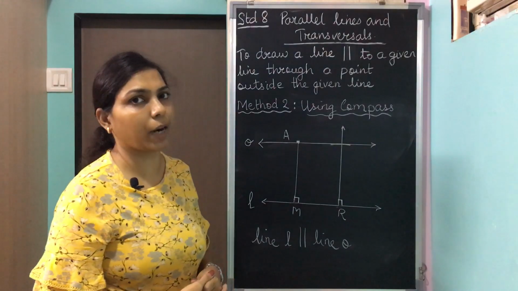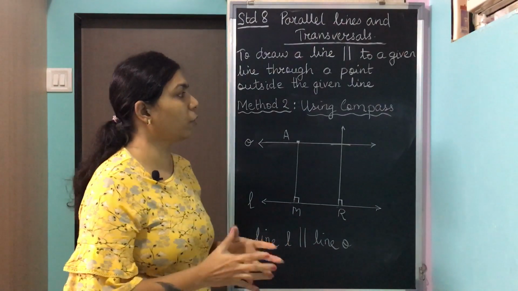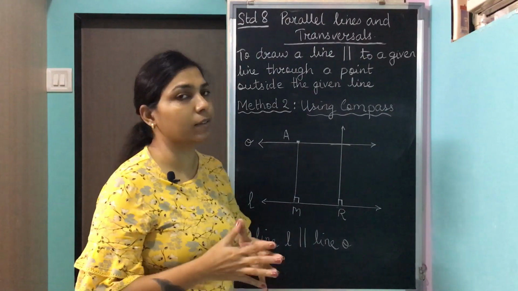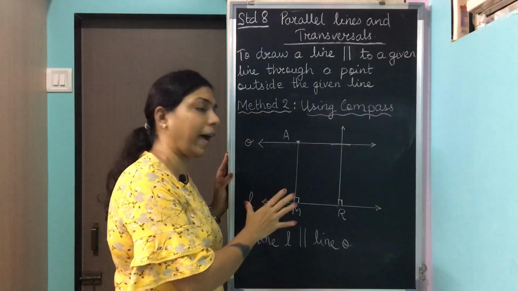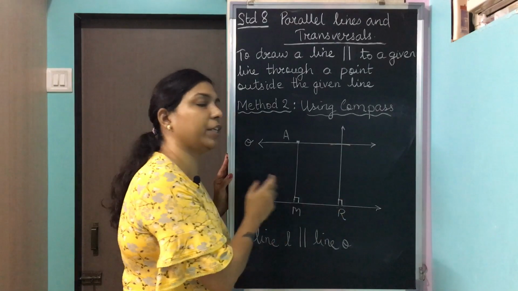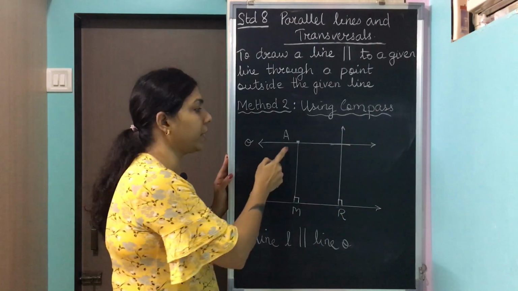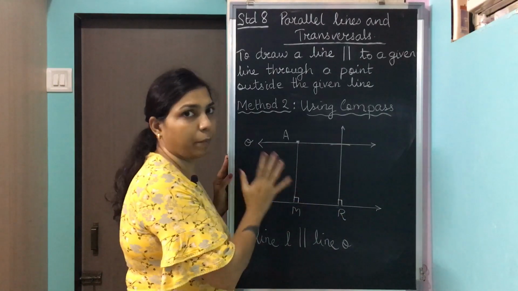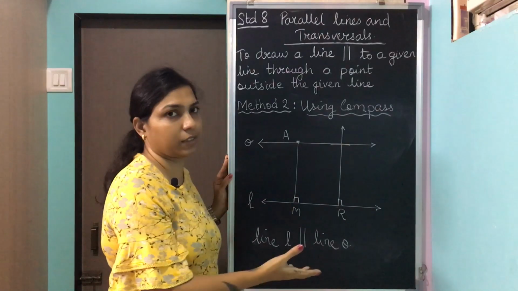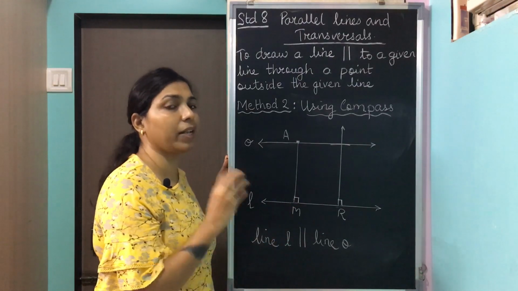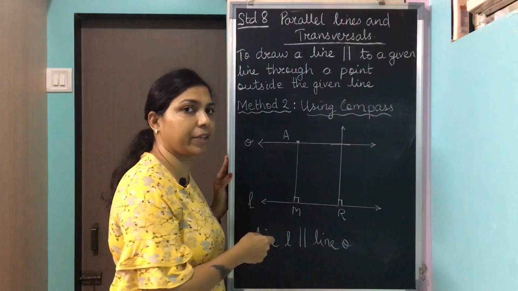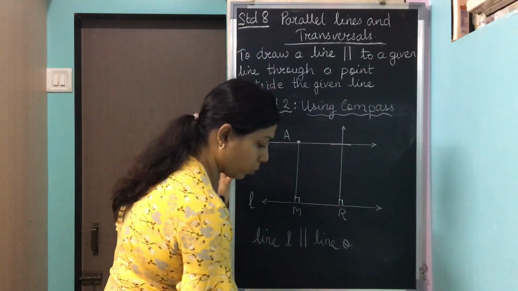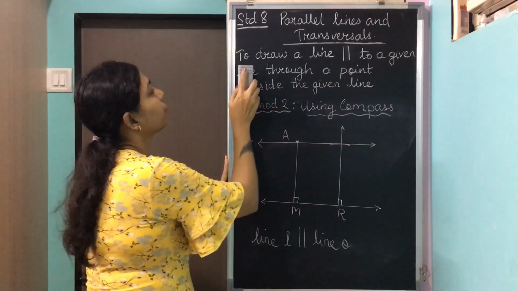Move on to the third part of our construction. But before we move on to the third part, just remember that in the first method and the second method over here, we did not have any specific measurement between our parallel lines. So in the third construction that we will be learning now, we will have a specific distance or a specific measurement between the parallel lines. So that is what we will do now. I'll just rub this off.